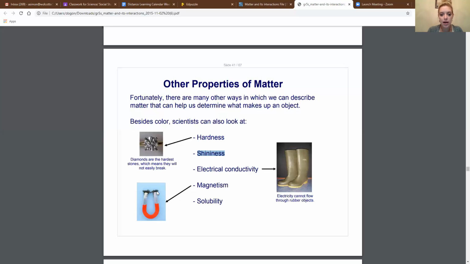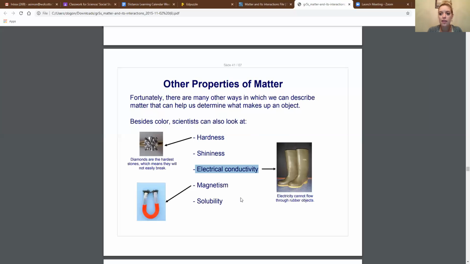All right, the next one is one you might not have heard before. This is something called electrical conductivity. Electrical conductivity is how easily electricity flows through something. If something is electrically conductive, electricity flows through it easily.